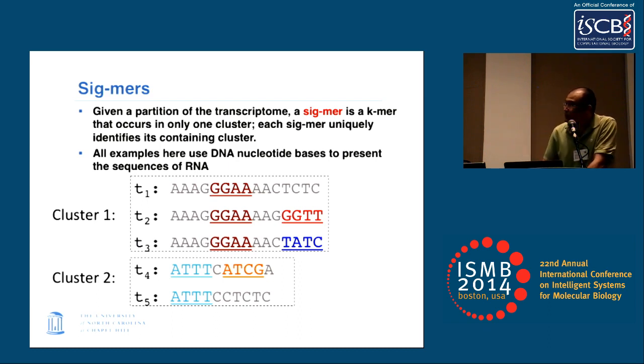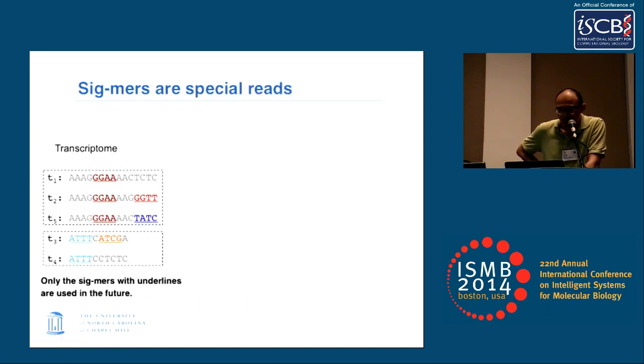And the TC is not a sigmer because it also occurs in the second cluster. So it's a new concept, but we want to have some similarity with the existing concept. So we actually think sigmers are just special reads. They are actually reads. So why do we think about that?